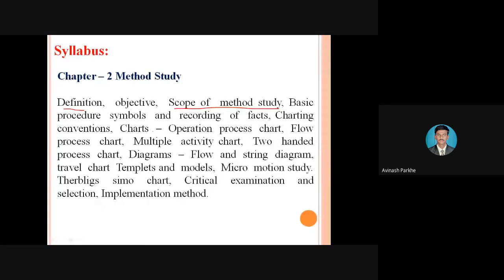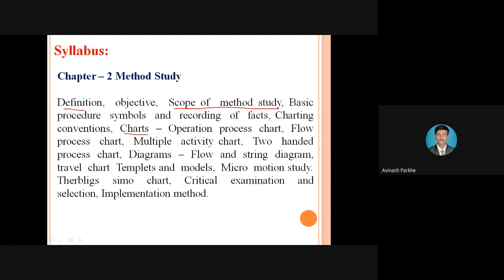Also, whatever number of operations are performed by the same machine, those operations we can also represent in a symbolic manner. So through these symbols, workers can easily understand what exactly they have to perform and what exactly they have to do. So those symbols we are going to discuss. Then we are going to discuss some charts.